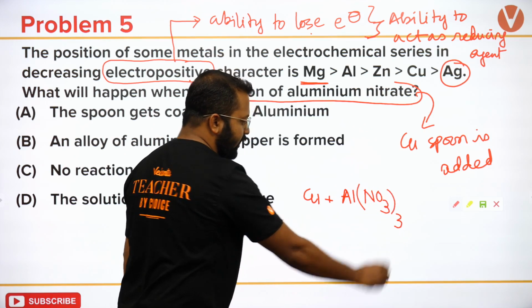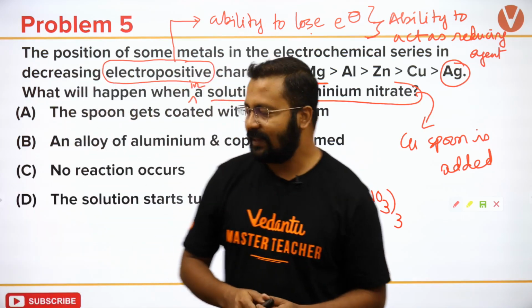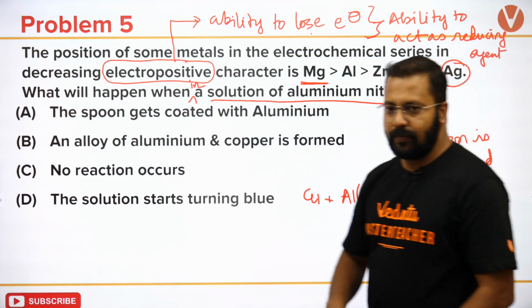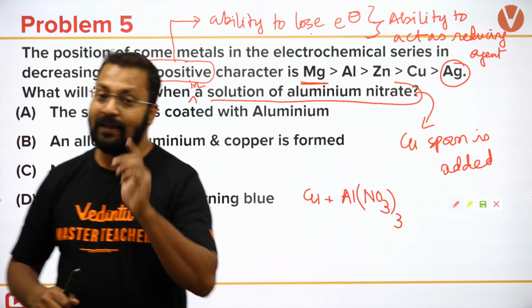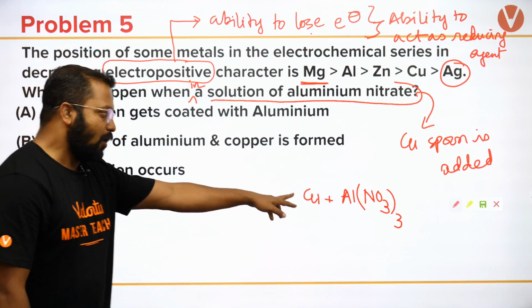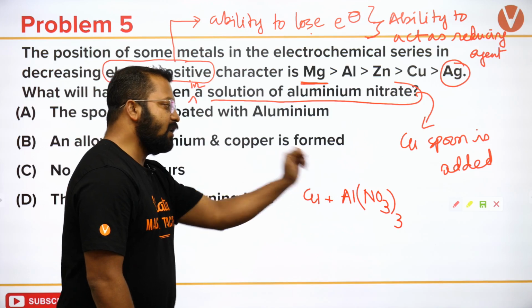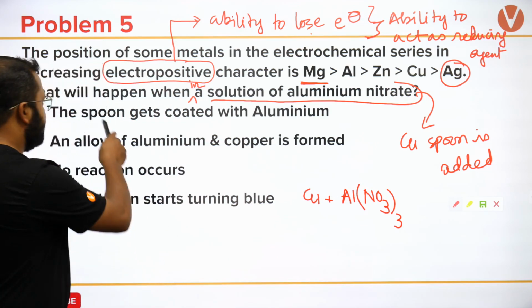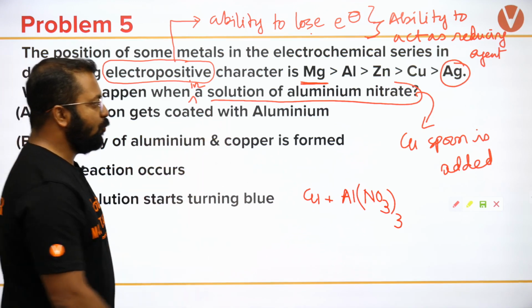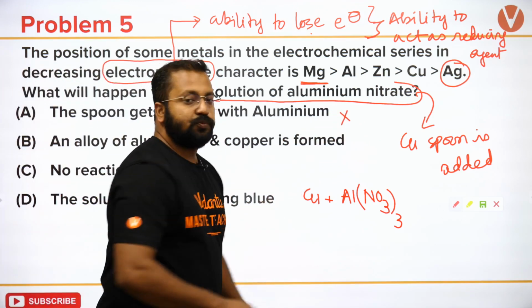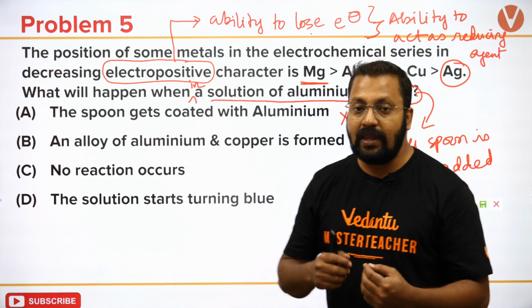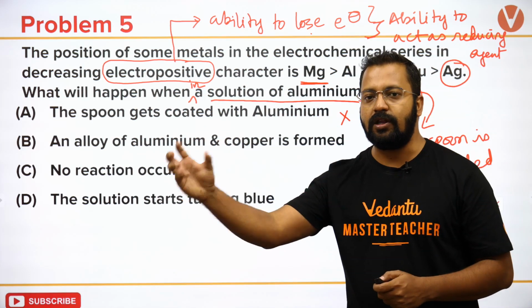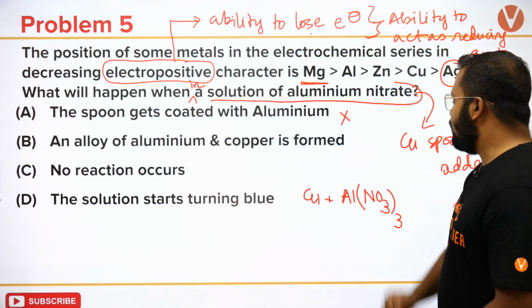This is aluminum nitrate. What will happen? Can copper undergo oxidation and reduce aluminum is the question. So the spoon gets coated with aluminum? No, the spoon would get coated with aluminum only if aluminum is reduced.